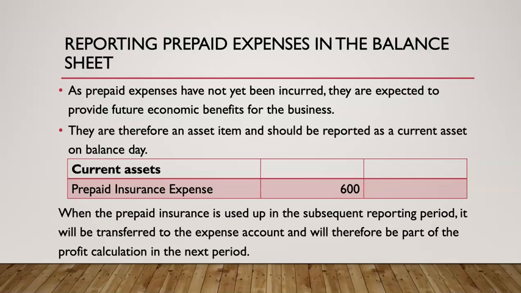When the prepaid insurance is used up fully in the next period, it is likely that this will no longer be part of an asset, and we would have $600 more of expenses in the next period. And we would keep doing balance day adjustments each period on the balance day. And guys, that is how we record prepaid expenses.